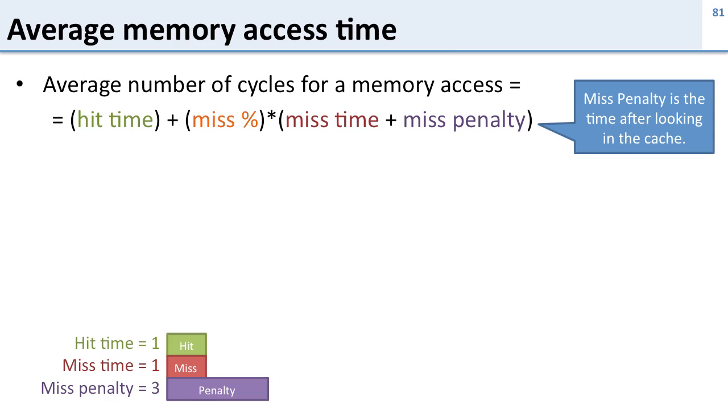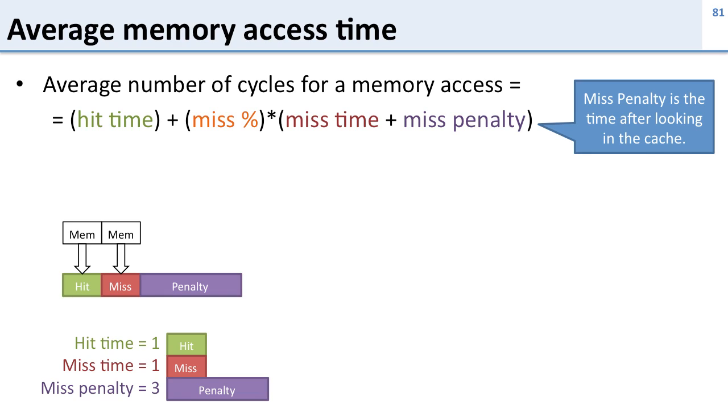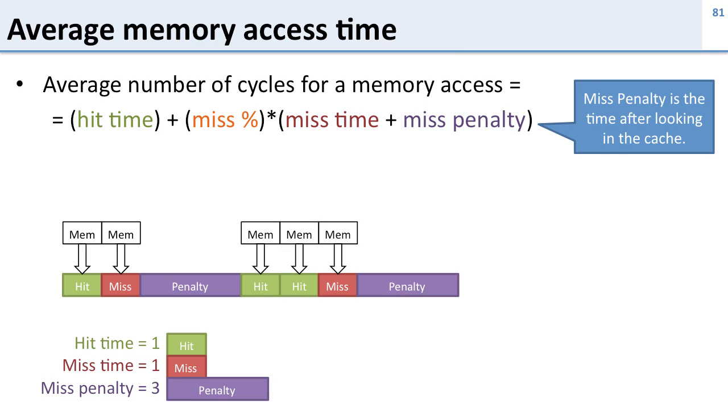So let's take a look at an example here. Here we have a hit time of 1, a miss time of 1, and a miss penalty of 3. If we have a memory access and it's a hit, that's fine. Another memory access, if this one's a miss, we pay that miss time. That's the time it took to go look in the cache, and then we pay a penalty. So this is the total amount we pay when we miss in the cache. If we have another memory access, it's a hit, and then another miss, pay another penalty, and another hit.